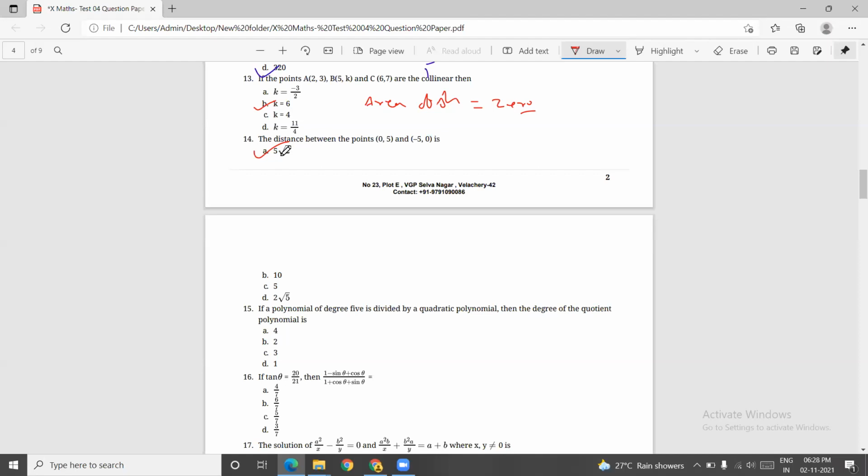A polynomial of degree 5 is divided by a quadratic polynomial, then the degree of the quotient. 5 minus 2 only. X power 5 by x square, x cube will come. So he is dividing a polynomial by a polynomial of degree 2.